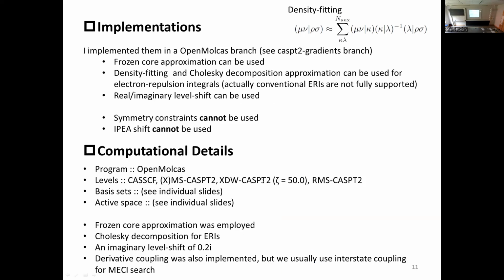So I implemented it, and I think almost all important features are already developed. If you are interested, you can check this CASPT2 gradients branch. But still, the symmetry constraints cannot be used, and the IPEA shift cannot be used. These are difficult for me.